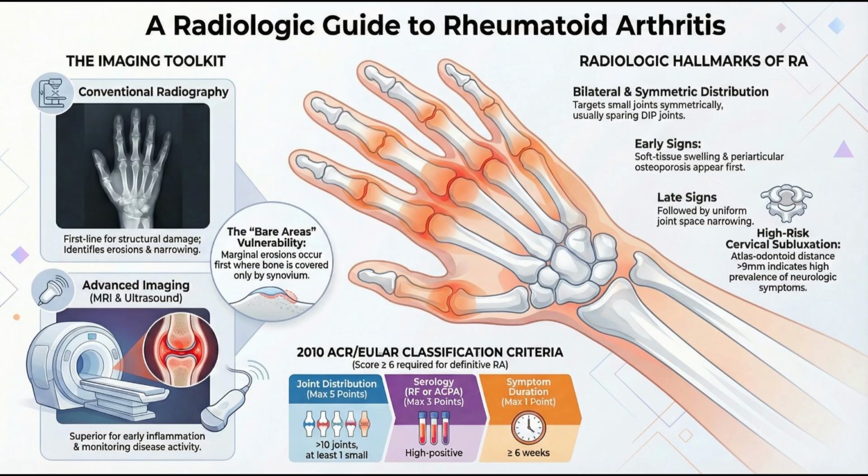Okay, next clue. We talked about the bare area and erosions, but the source had a really interesting tip about where to look for these erosions first. It's not always the hands. No, and this is a classic mistake. You can have a patient with hand pain, but the x-rays of the hands look fine.